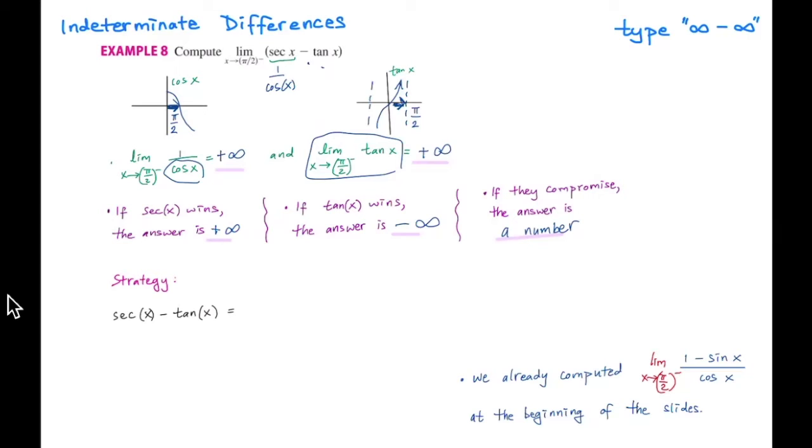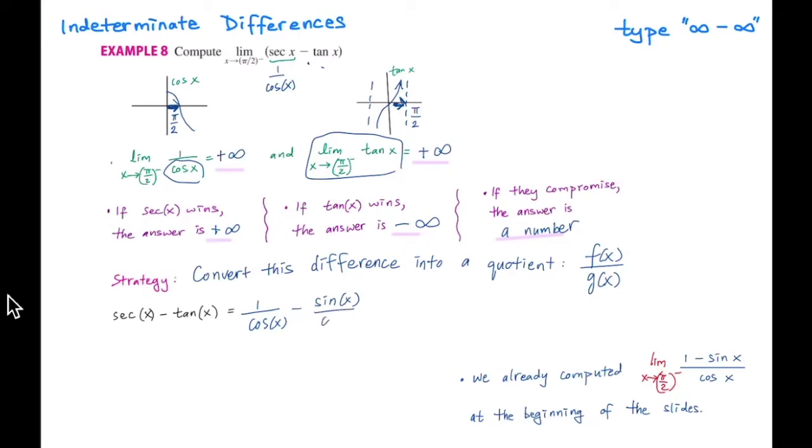So one method that works is to first convert this difference into a quotient. A quotient is a function over another function. So let me rewrite these in terms of sine and cosine. Secant is 1 over cosine. Tangent is sine over cosine. So I have 1 minus sine of x over cosine of x.